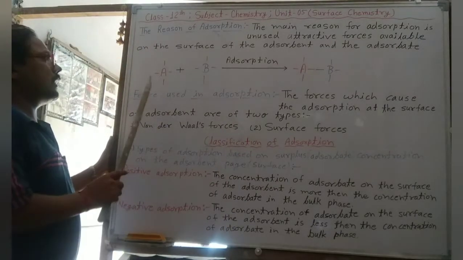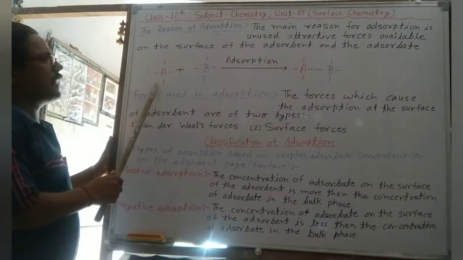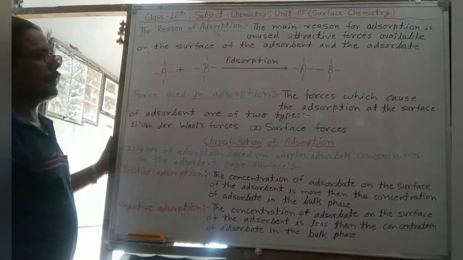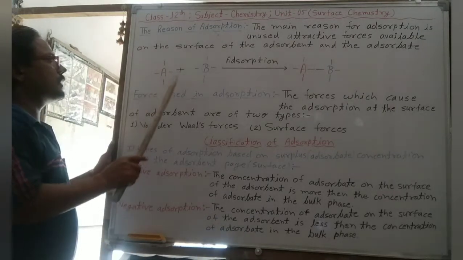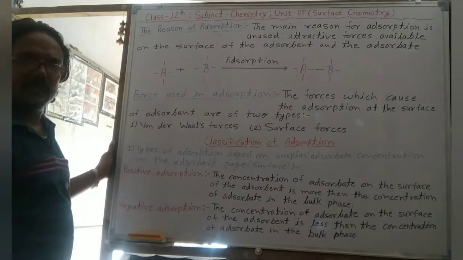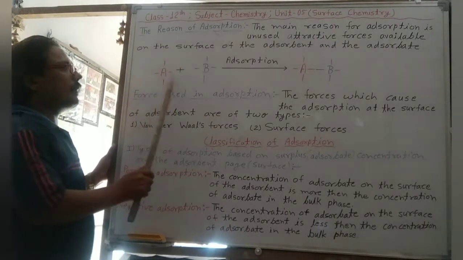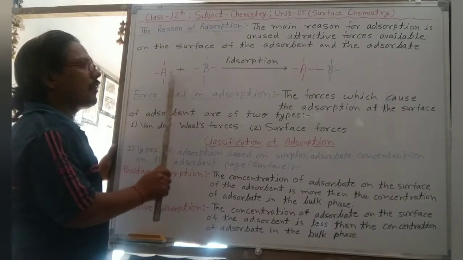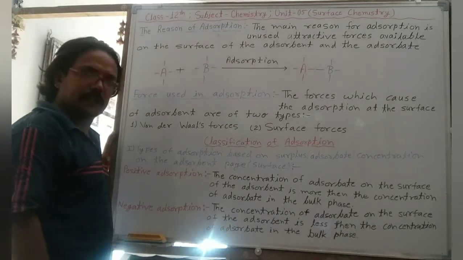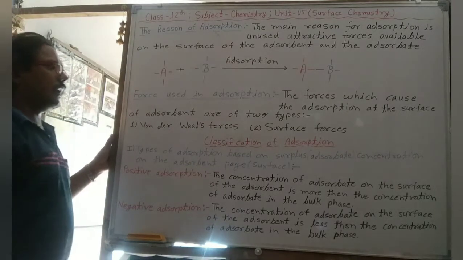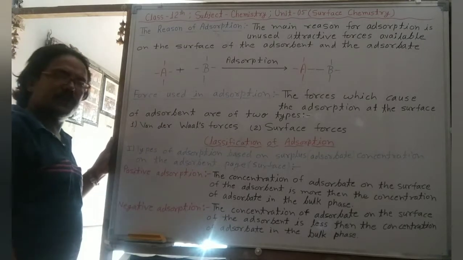For example, suppose A and B, in which A is the adsorbent and B represents the adsorbate, and these short lines represent unused valency. Then when A combines with B with the help of these unused forces or valencies, this process is called adsorption. Then next is forces used in adsorption.